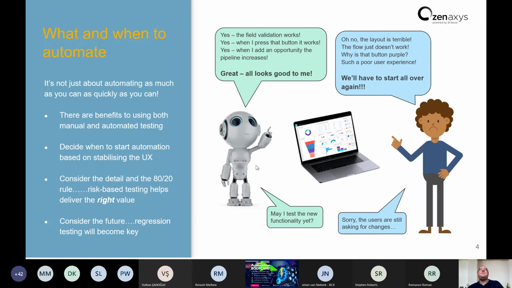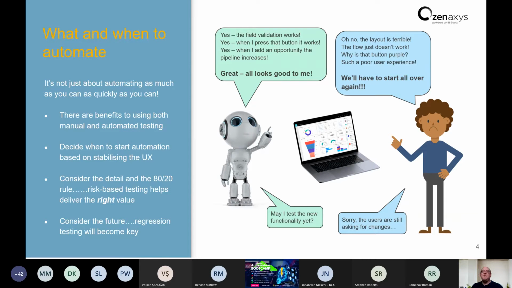So next slide. What and when to automate? Think in different ways. Don't just automate everything as much as you can. There's benefits to both manual and automated testing, and we've got the friendly robot and the slightly grumpy person on the right with their very different perspectives, actually looking at the same thing.